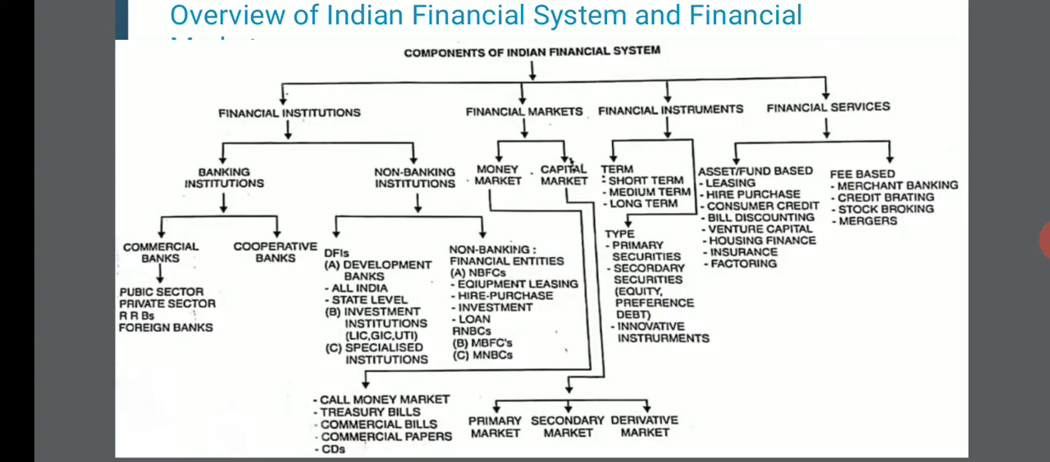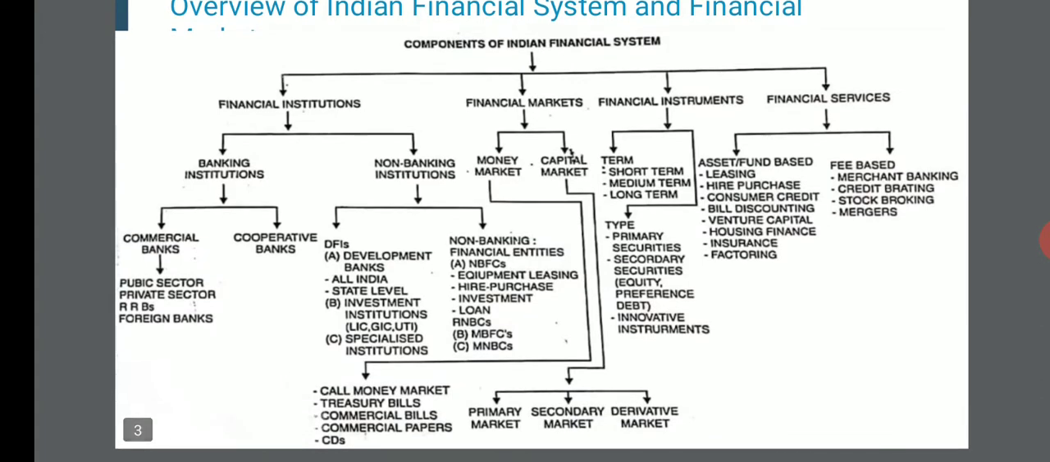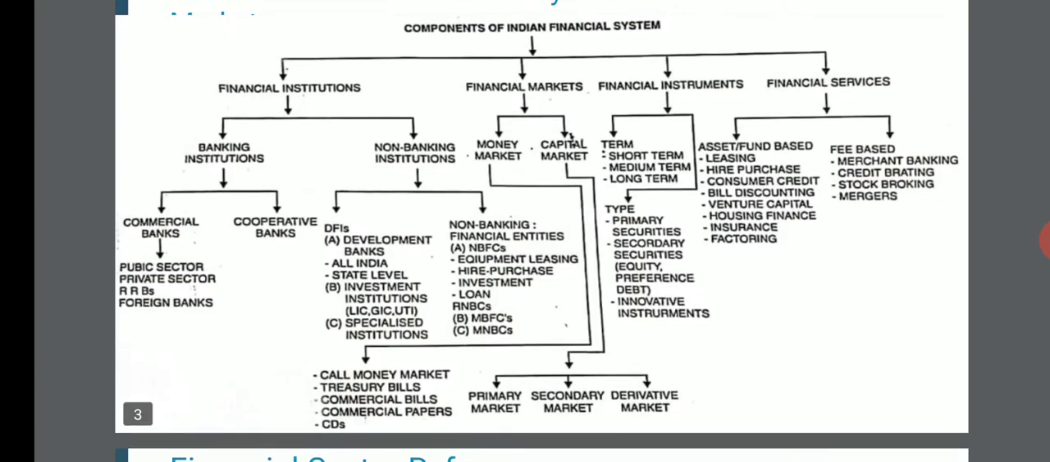Then we have non-banking institutions, where we have development financial institutions and non-banking financial entities. Development financial institutions are development banks. We used to have the concept of development banks before, and IDBI, ICICI, they all came as development banks. Whereas SIDBI is there, we've got NABARD. They all are development banks. NABARD is responsible for agricultural and rural development.